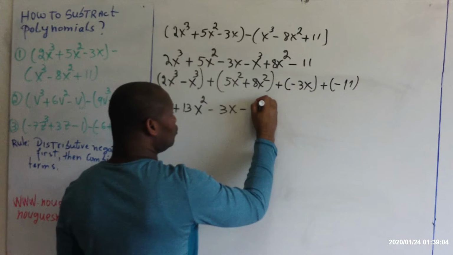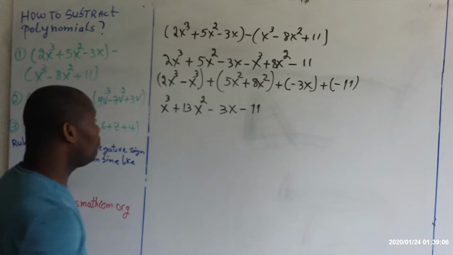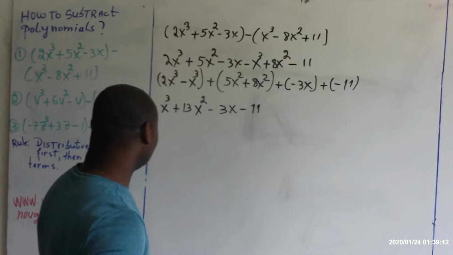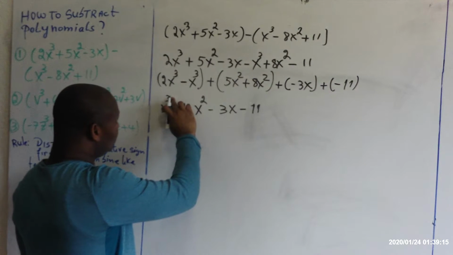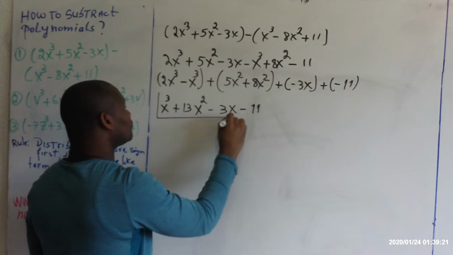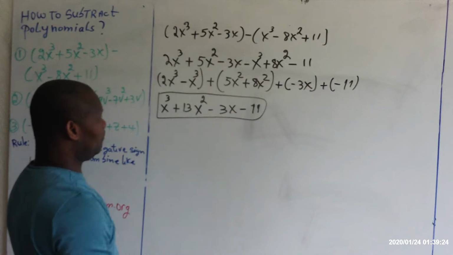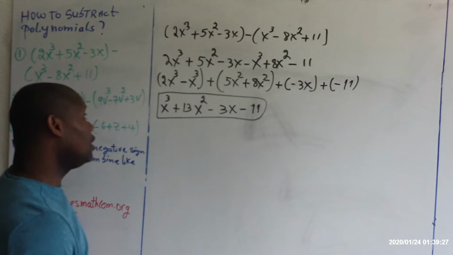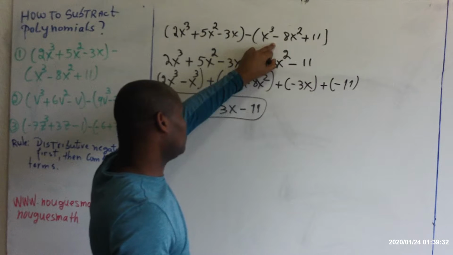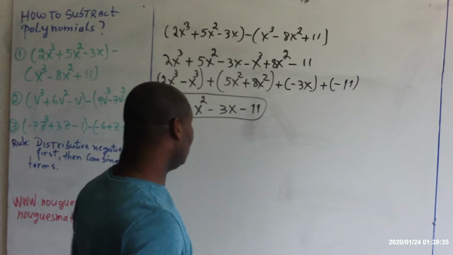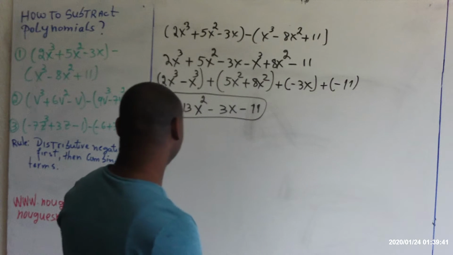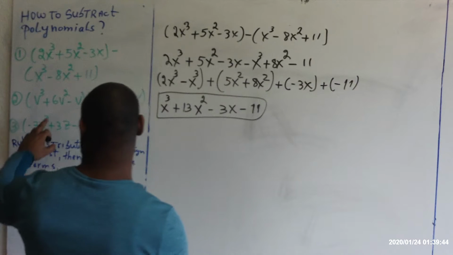As I told you, you need to check if your polynomial is in descending order. I notice it's in descending order because we have x to the 3, x squared, x, and the constant. That's it. Okay, the first thing you have to do is distribute the negative sign to each term inside the parentheses. After that you combine like terms, then you continue with the process. That's it. Let's do the second exercise.